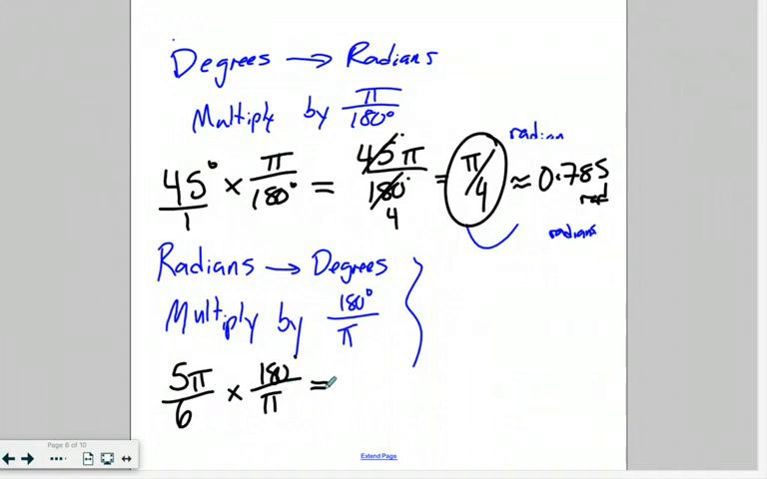So again, you're going to do that 5 pi times 180, and you get 900 pi divided by 6 pi. Your pi's are going to cancel here, and 900 divided by 6 is just 150 degrees. So what you're essentially doing is converting back and forth between one unit and another. To go from degrees to radians, you multiply by pi over 180. To go from radians to degrees, you multiply by 180 over pi. Okay? So let's just do some approximations here.